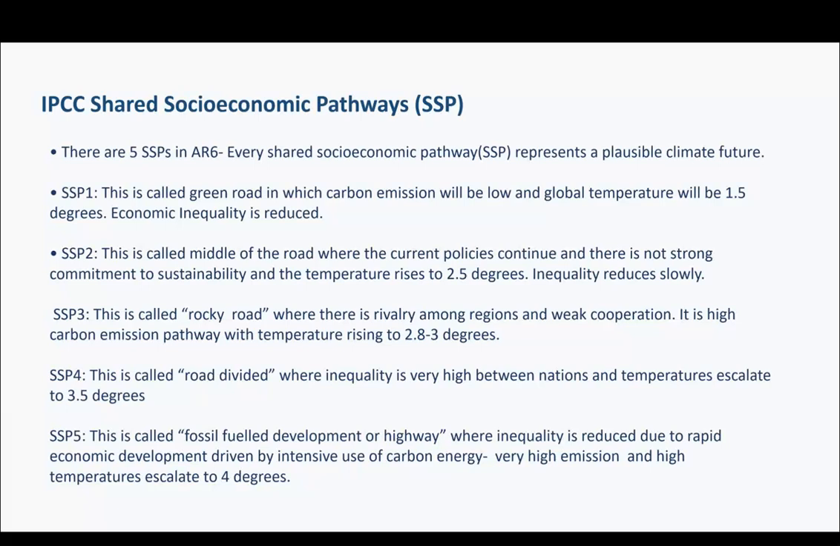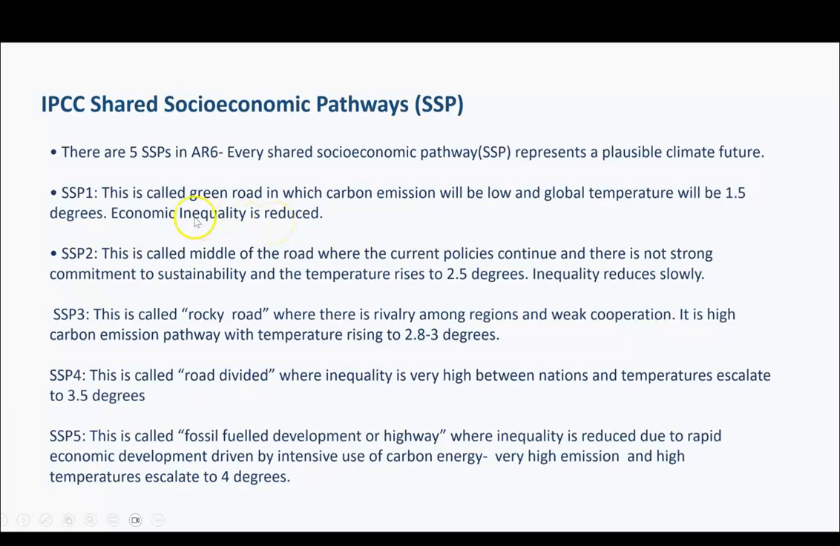All right. Thank you. So, these are the features under SSP1. Under SSP1, the number 1 feature is that the carbon emission will be low. And because carbon emission is low, the global temperatures will hover around 1.5. It will not go past 1.5 degrees Celsius.